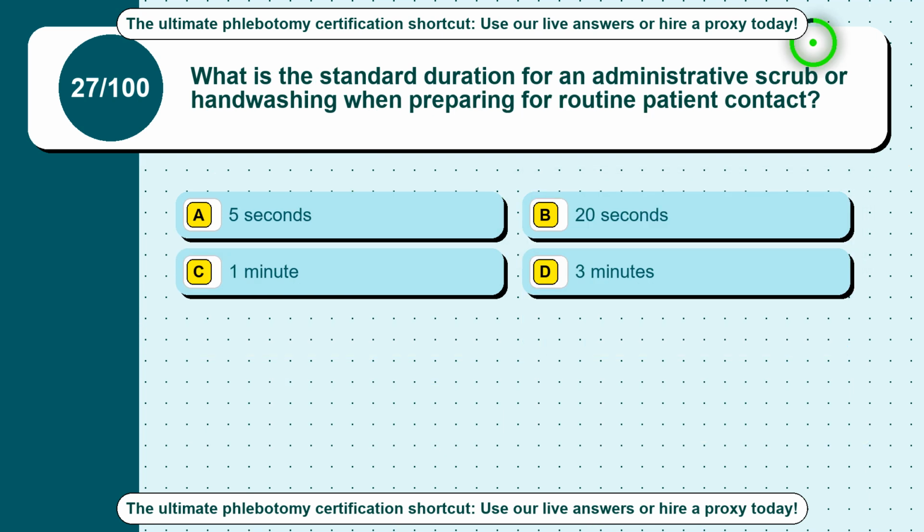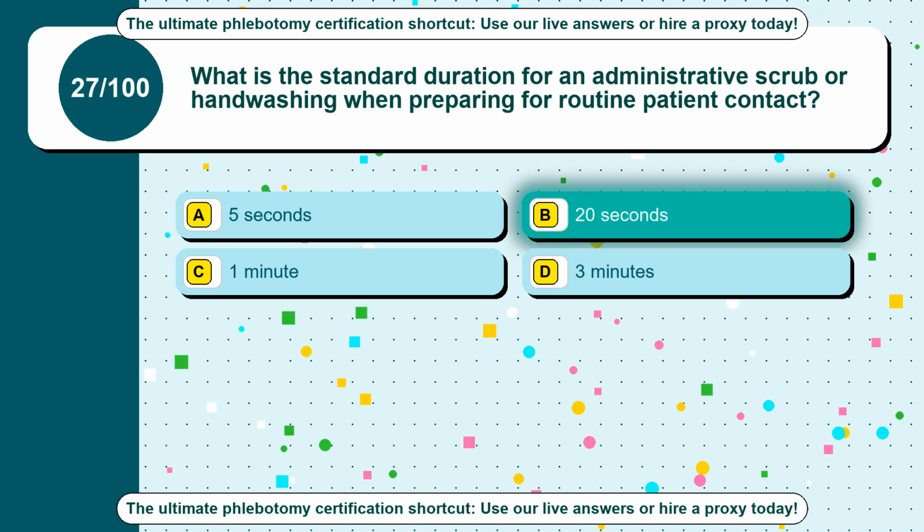Question 27. What is the standard duration for an administrative scrub or hand washing when preparing for routine patient contact? Option A, 5 seconds. Option B, 20 seconds. Option C, 1 minute. Option D, 3 minutes. The correct answer is option B, 20 seconds.